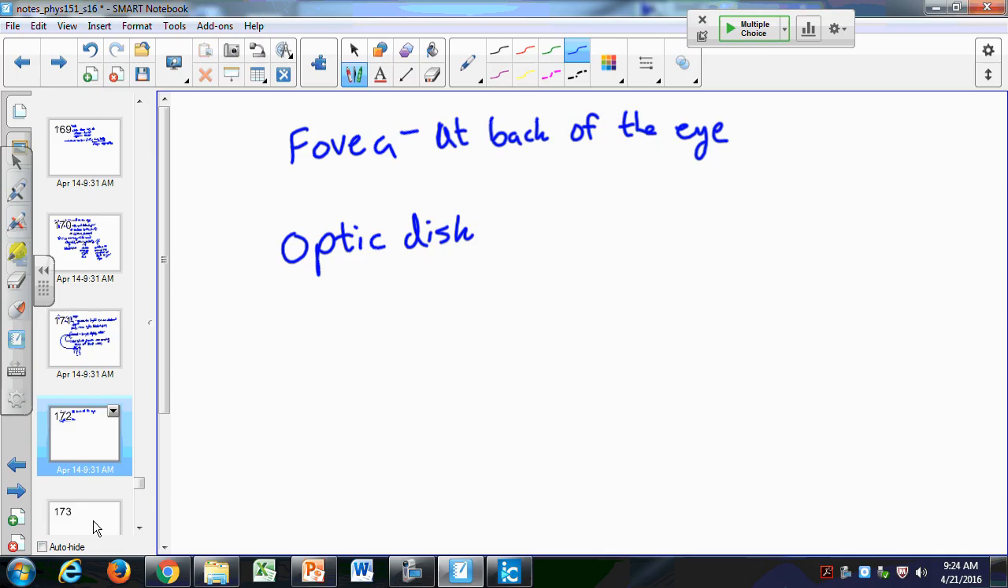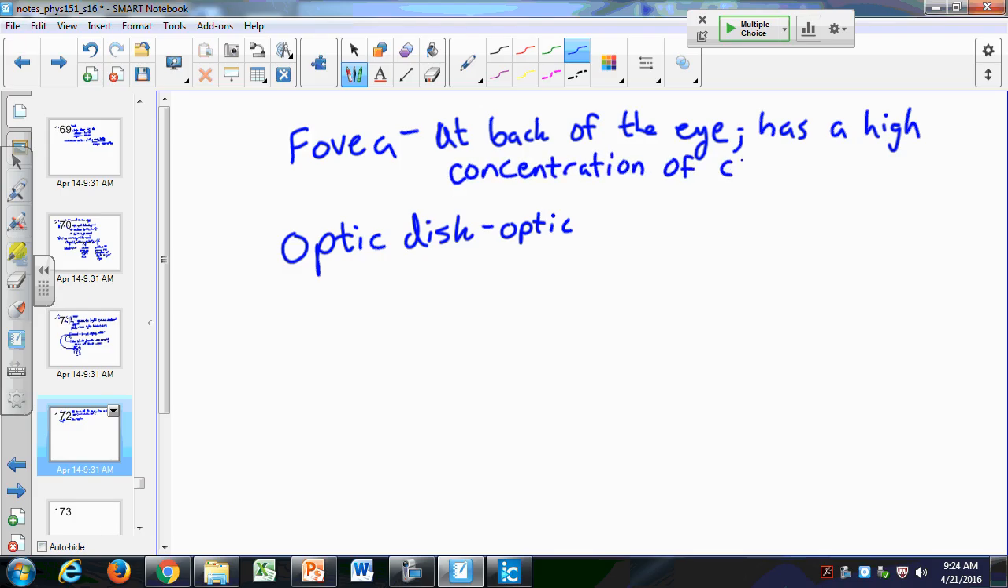All right. So anyway, the optic disc is where the optic nerve is attached to the retina. Oh, I'm sorry, I didn't finish the fovea. The fovea is at the back of the eye. It has a high concentration of cones. So just in that part of the eye, there's a lot of cones.